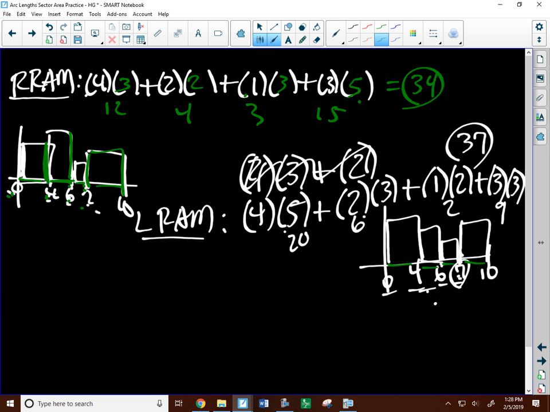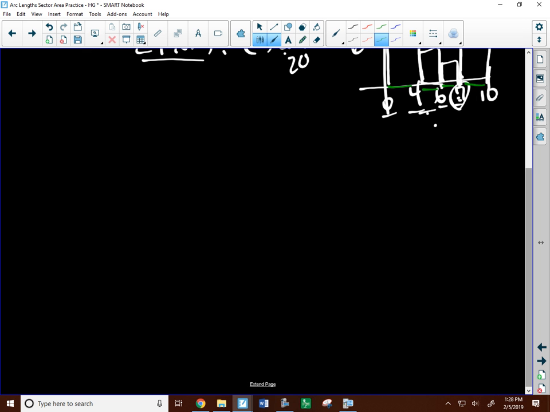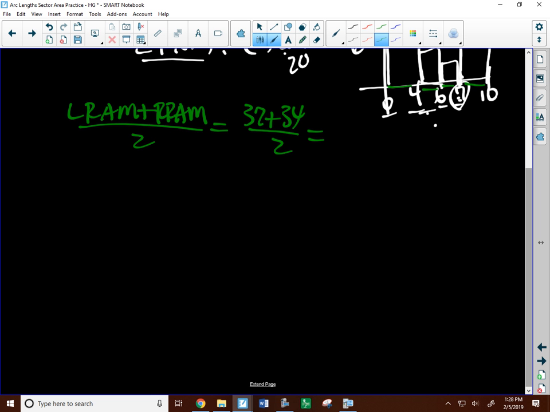Finally, to wrap up, the trapezoidal sum, not the rule, the sum is the average of those. So I can just do left plus right divided by 2. So that was the 37 plus the 34 divided by 2. 71 divided by 2, so we get 35.5.